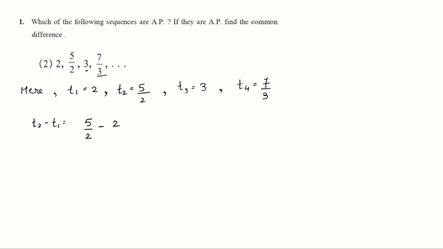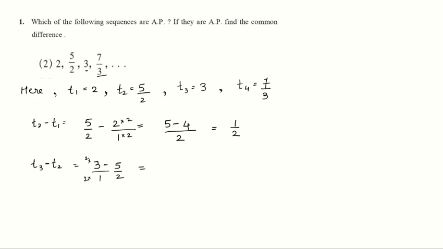If you want 2 in the denominator, then we need to multiply this by 2 and this by 2. So we will get 5 minus 2 into 2 is 4, upon 2, which is equal to 5 minus 4 is 1 upon 2. Let's check for T3 minus T2. T3 is 3 minus T2 is 5 upon 2. Therefore, we are going to multiply this by 2 and this by 2 because we need a common denominator.